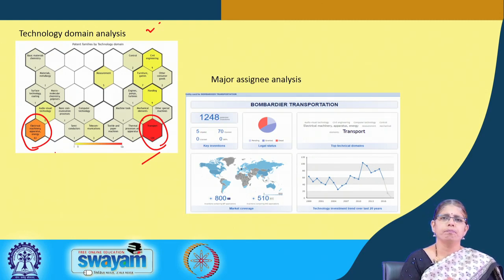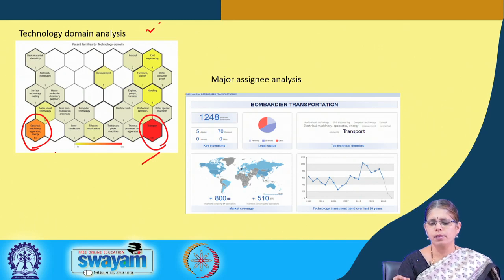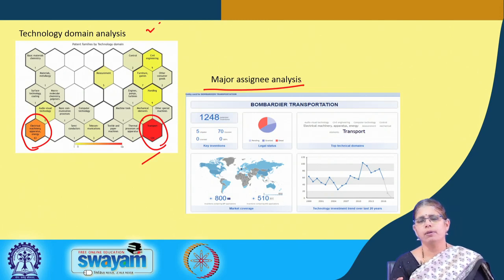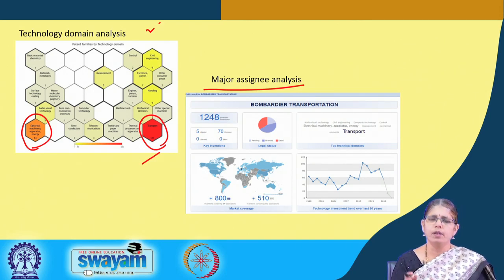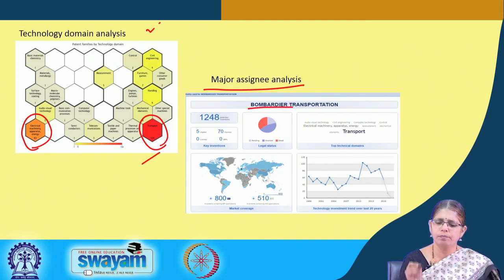Let us look at some other information which visualization tools also provide these days. For instance, major assignee analysis. Now, here is a technology which is about a specific aspect of transportation, and in this case Bombardier is the assignee which is identified as a major assignee representing a patent data set collection of 1248. What are the key inventions represented?